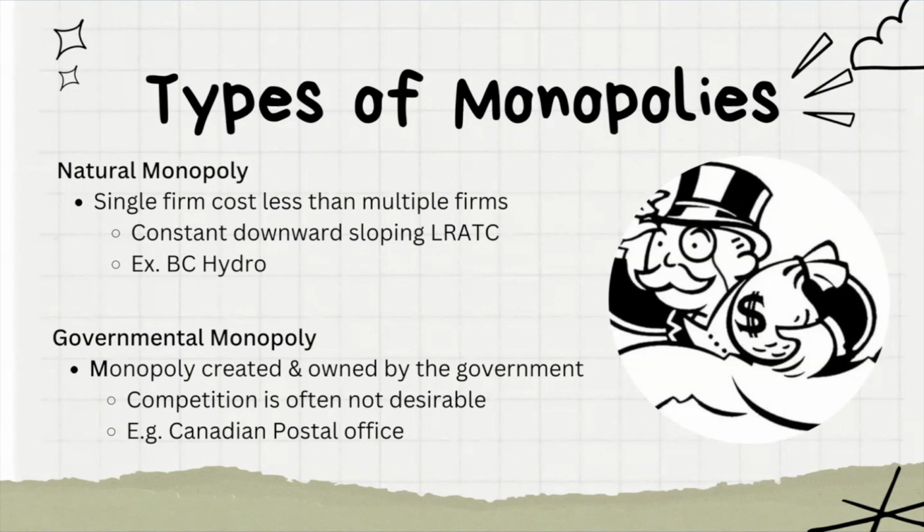Then there is governmental monopoly. Governmental monopoly is created and owned by the government. Usually, at this point, competition is often not desirable, and therefore, it's owned and controlled by the government. An example for this would be the Canadian Postal Office.